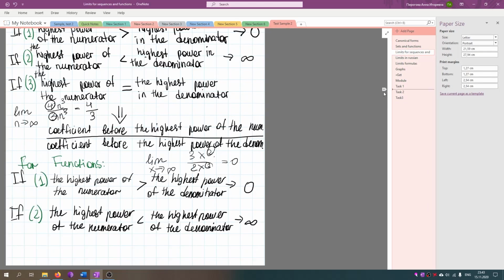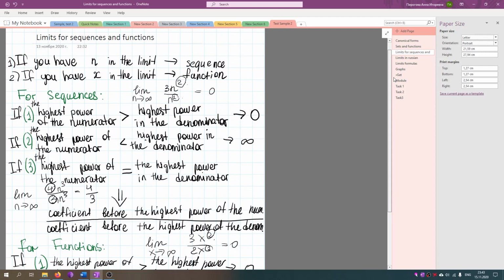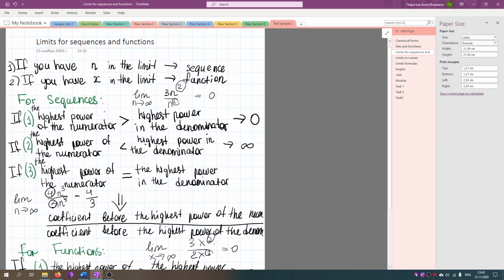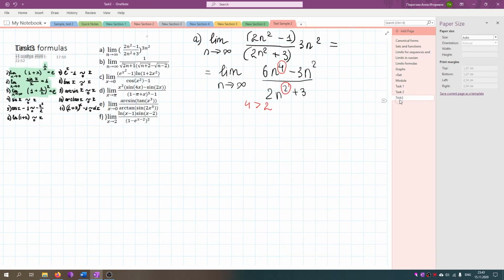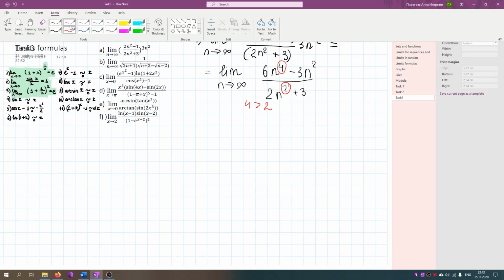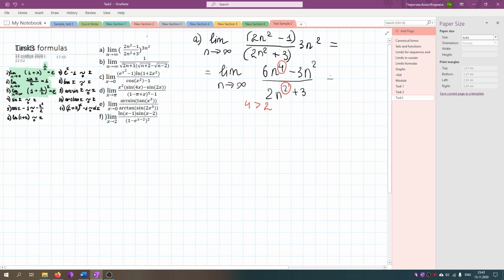So we recall that for sequences, if the highest power of the numerator is greater than the power in the denominator, this means our limit will be 0. So we just write 0 here. That's it, very easy.